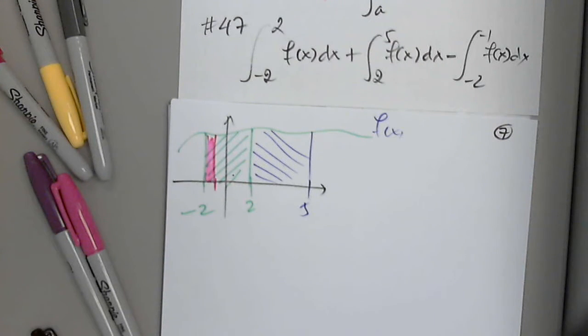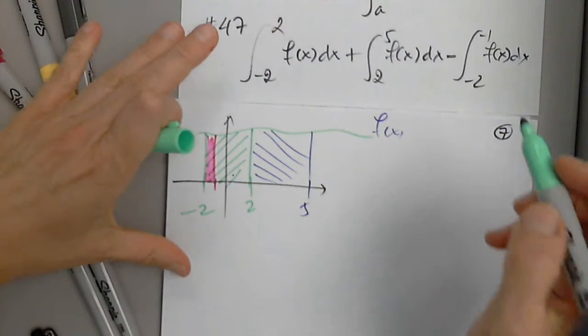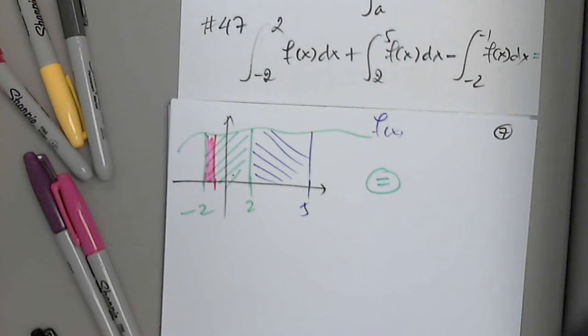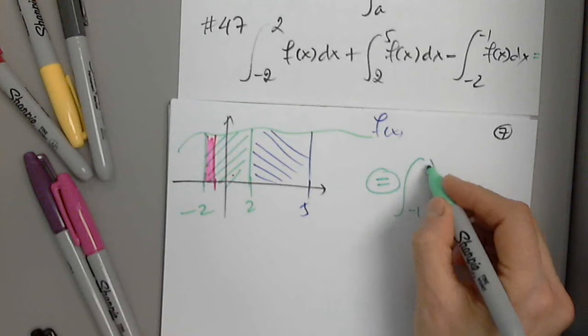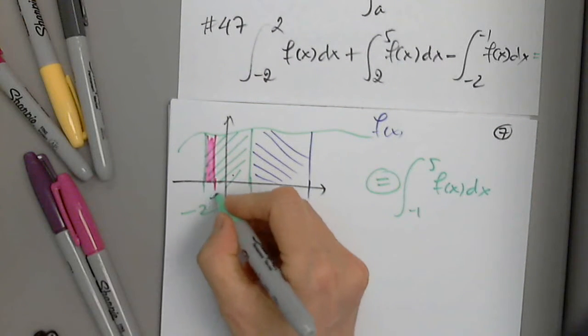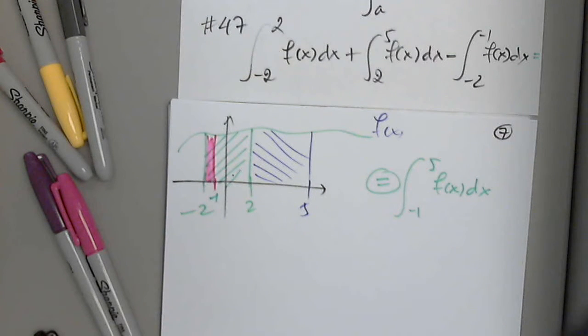So then what is left? And how do I write the final answer? Is it -1 to 5? The integral from -1 to 5 of f of x dx. Do we agree with this? Yes. So we had the green plus the purple, but minus the red. So now the integral is between -1 and 5 of f of x dx. Acceptable, everyone? Any questions on this?